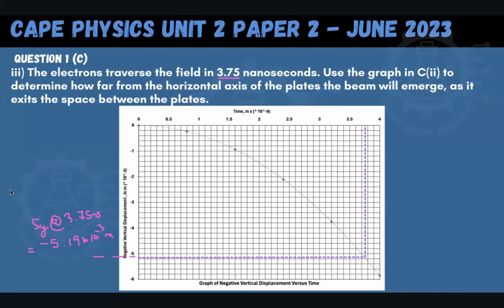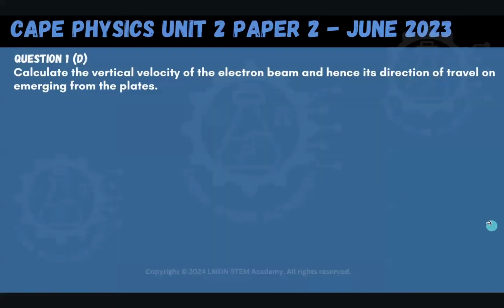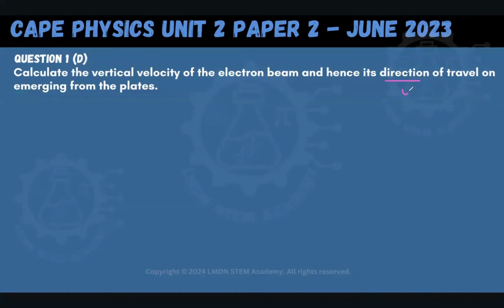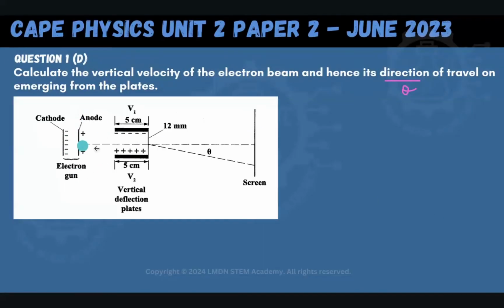All right, so moving right along. Now we're being asked to calculate the vertical velocity of the electron beam and hence its direction of travel on emerging from the plates. Whenever you see direction of travel, you know that they're asking us about an angle. So here's the picture again. We need to always go back to our picture. It helps us a lot in putting everything into perspective.